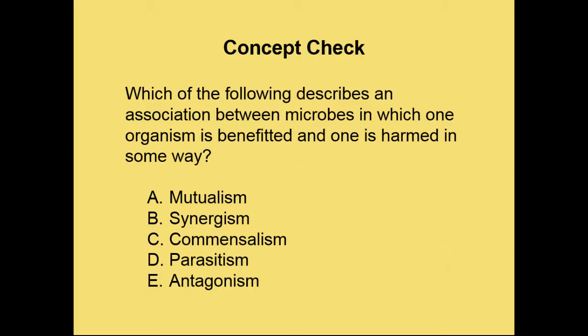So, concept check class. Which of the following describes an association between microbes in which one is benefited and one is harmed in some way? So one benefits and one is hurt. Would it be a mutualistic, synergistic, commensalistic, parasitic, or antagonistic relationship? If you don't know, that's okay. Rewind the video, flip back in your PowerPoint, find me the answer. 1, 2, 3, 4, 5. The correct answer is D, parasitism, or parasitic relationship.